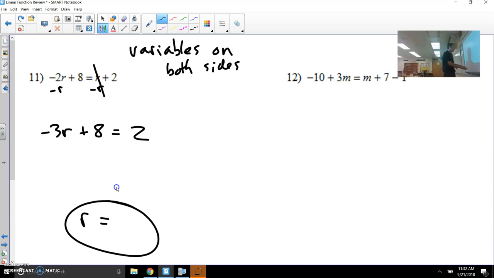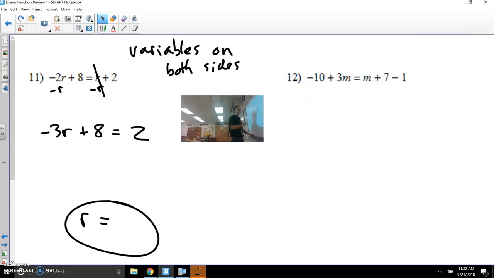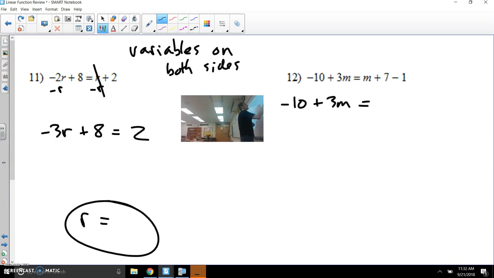When I'm looking at number 12, let me move my face out of the way, the left side doesn't have anything that goes together, but on the right side you have like terms, 7 and 1. So I'm going to go ahead and start by rewriting the left side, and I'm going to make sure I write it perfectly the same, not losing any negatives. The m won't change, but 7 minus 1 makes positive 6.